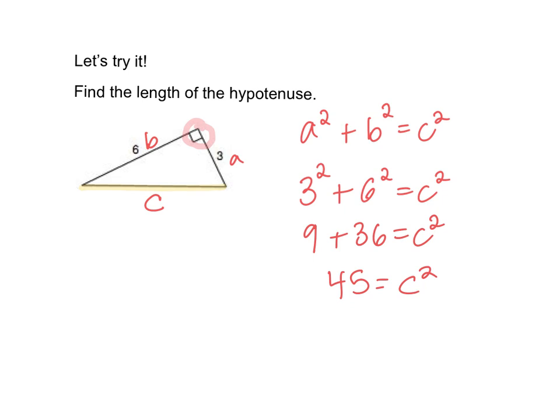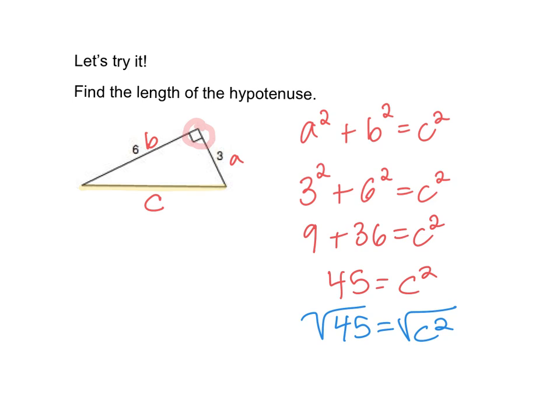So we're thinking, what number times itself would give me 45? Well, in my head, I'm thinking of a number. I know that 6 times 6 is 36. And I know 7 times 7 is 49, which is really close to 45. But it's going to be somewhere between 6 and 7. So I'm going to go ahead and take the square root of both sides. The square root of 45 has to equal the square root of c squared because I'm doing the same thing on both sides, just like when I was solving equations.